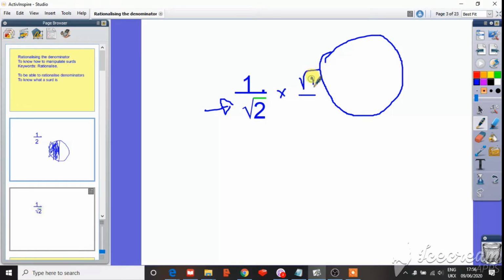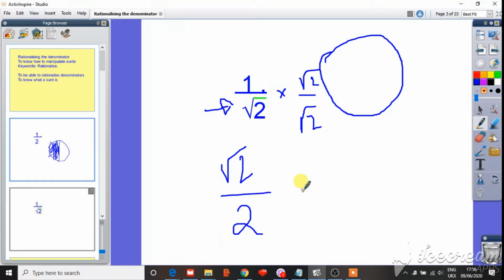And this fraction is going to be the square root of 2 over the square root of 2, because this actually is 1. And we can times the number by 1 and it definitely will be the same. Let's do the numerators first. 1 times the square root of 2 is just the square root of 2. The square root of 2 times the square root of 2 is actually 2. Now, 1 over the square root of 2 and the square root of 2 over 2 are exactly the same.